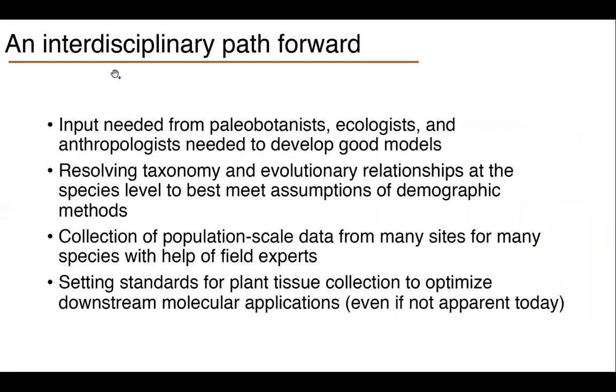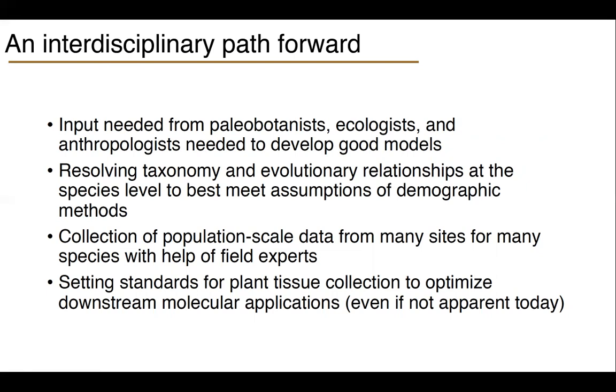I think there's a positive way to move forward, and together though, we really need some input where everybody's coming together to actually develop what these models are. I think a real danger is we don't want to go on fishing expeditions or use too much circular logic and just focus on the molecular side. We need input from paleobotanists, ecologists, anthropologists on what plausible models are, and then we can use molecular data as a way to externally test those against each other.